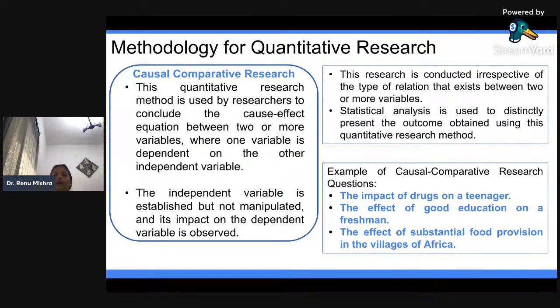Basically, an example of this research is: what is the impact of drugs on a teenager? If a teenager is consuming drugs, what is the effect of that? So the cause is drugs, and what are the effects? Probably he'll go for anxiety issues, health issues, or depression issues. So the effects are depression, health issues, stress, anxiety. The cause is drugs. So we are trying to understand the cause and effect relationship, what happens if there is a cause, and what are the various effects on particular respondents because of some cause.